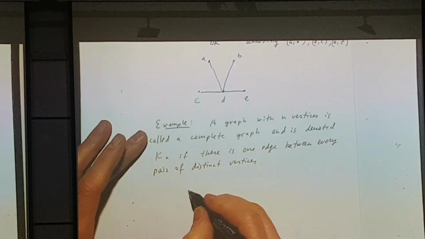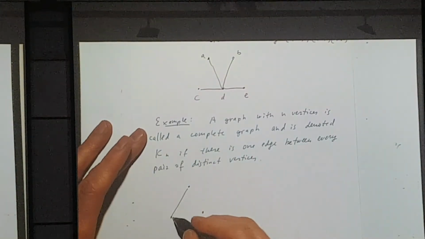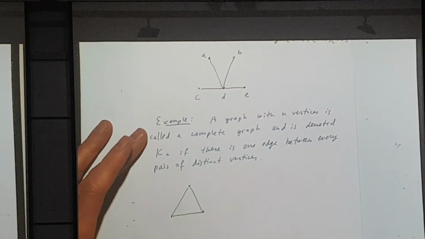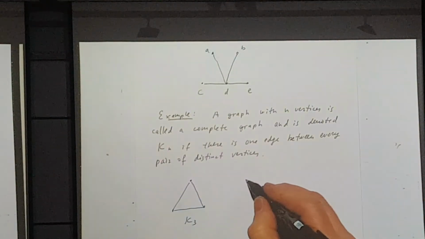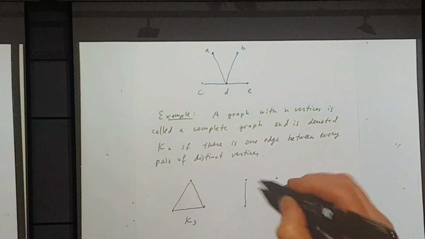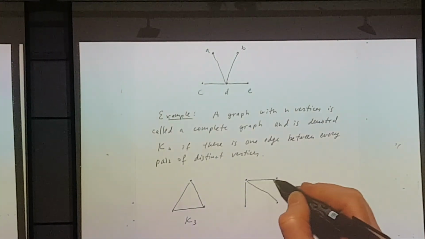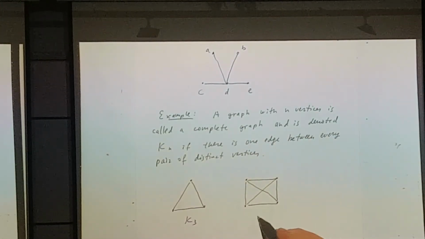For example, if you have three vertices, and you just connect each pair precisely once, that gives you the complete graph K3. If we have four vertices and connect each vertex to each other vertex, that will give us this graph, which is K4 in our notation, right? And so on. You can draw, if you wish, K5 or K6.